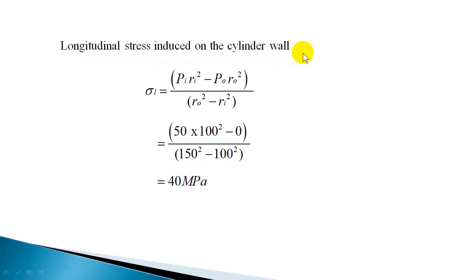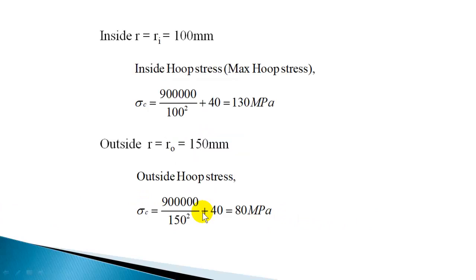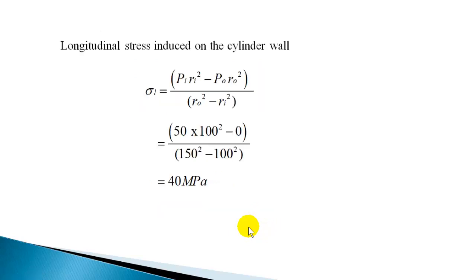Longitudinal stress induced on the cylinder wall, you can calculate as Pi Ri square minus P naught R naught square divided by R naught square minus Ri square. In this case, P naught is 0. Pi is 50, Ri is 100, and R naught is 150. Substituting that, you will get the longitudinal stress as 40 megapascal, which you can see here. It is 50% of the circumferential stress on the outside surface of the wall. So in case external pressure is 0, you will get the longitudinal stress as half of the circumferential stress acting on the outer surface.